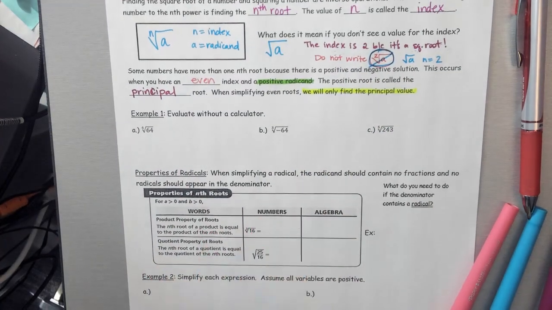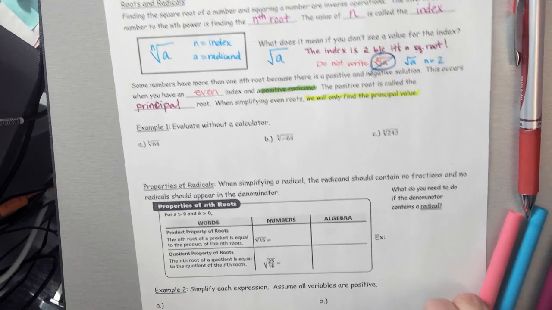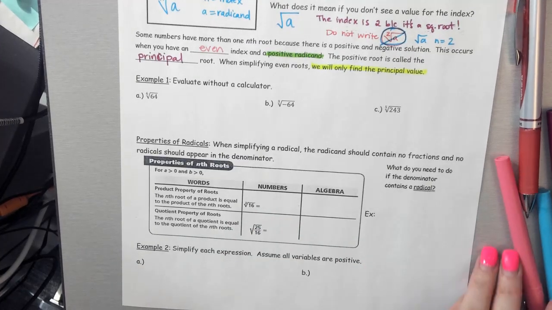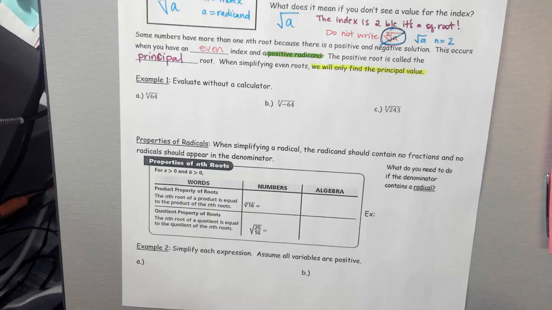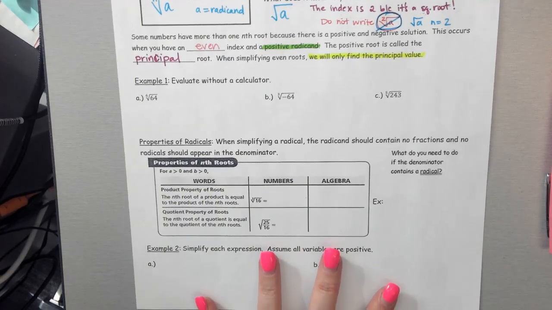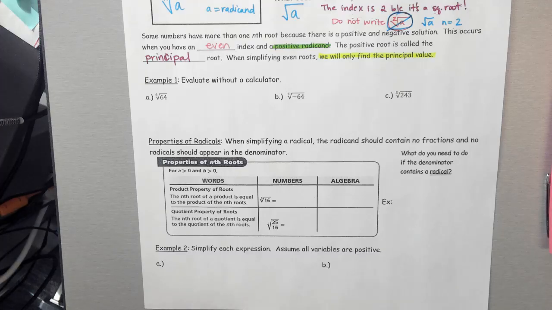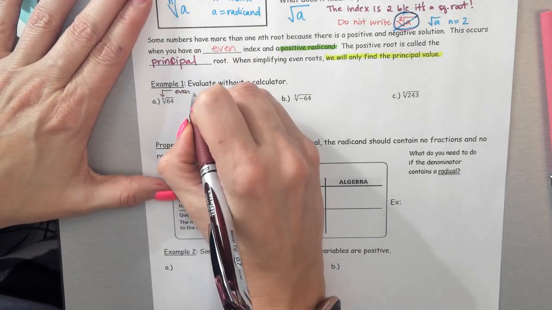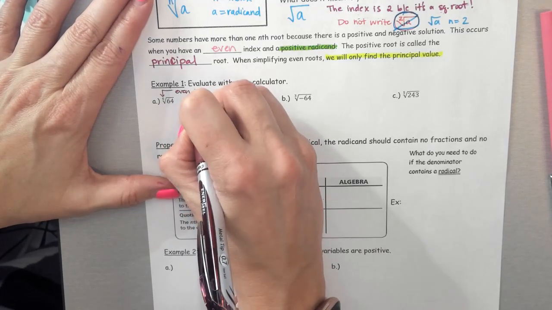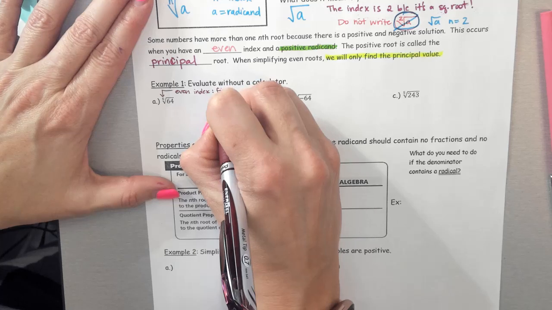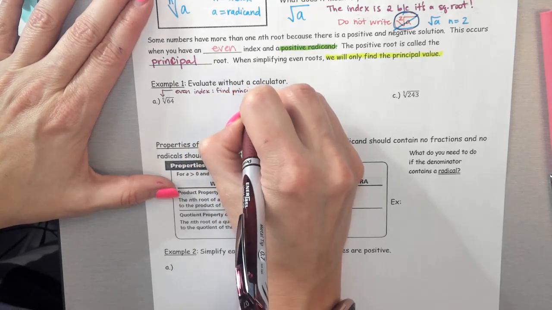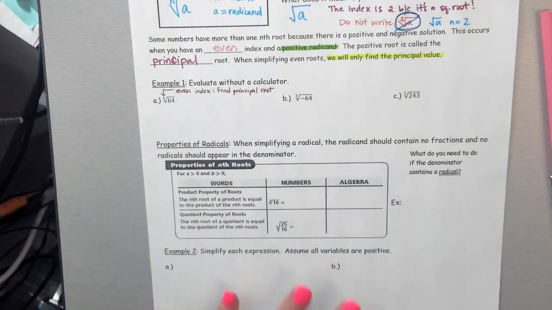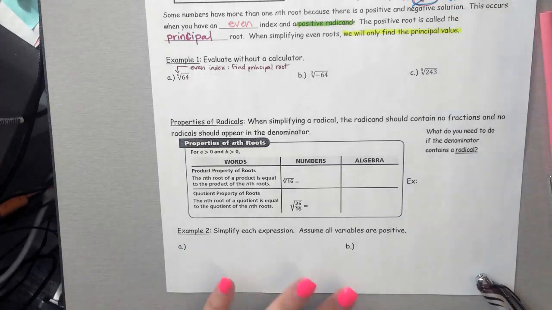So when you're simplifying even roots, we will only find the principal value. And that's actually a little bit different than what your textbook does. The textbook has you write down the plus and the minus. We're going to be doing some worksheets and we're not going to worry about that. We only are going to worry about the sign if you have an odd root. So when you're evaluating these without a calculator, if it is an even index, we're going to find the principal root, which is only the positive root. You don't have to worry about the plus or minus.